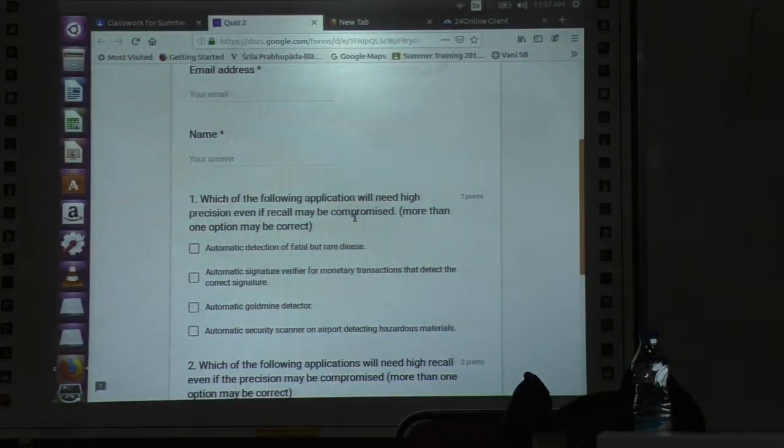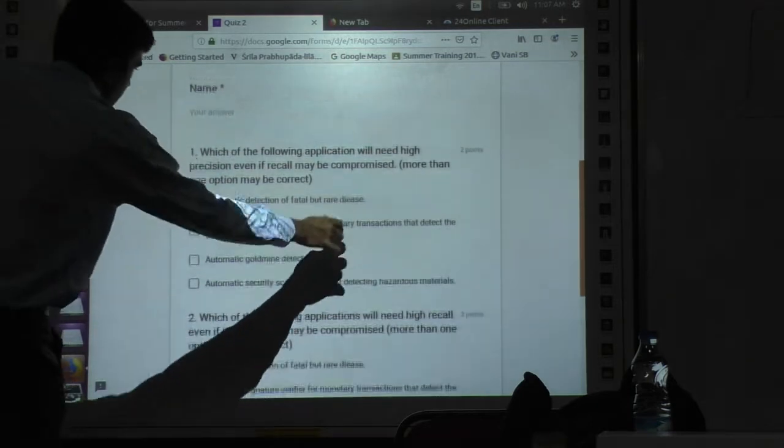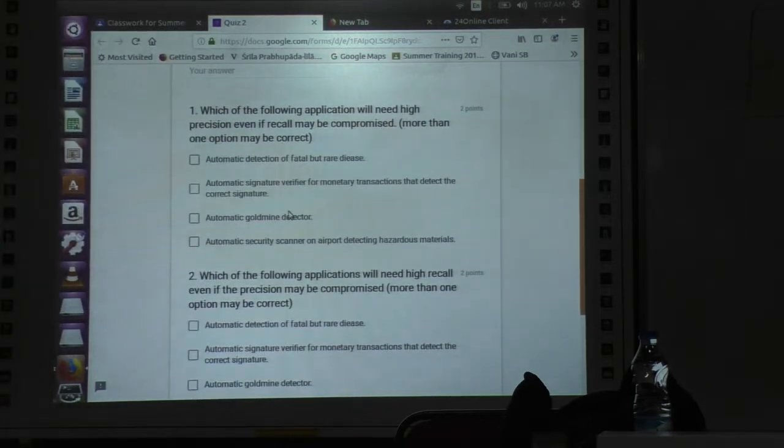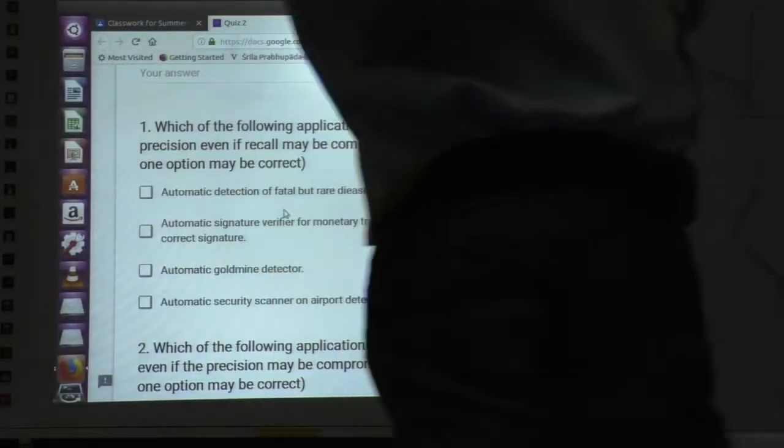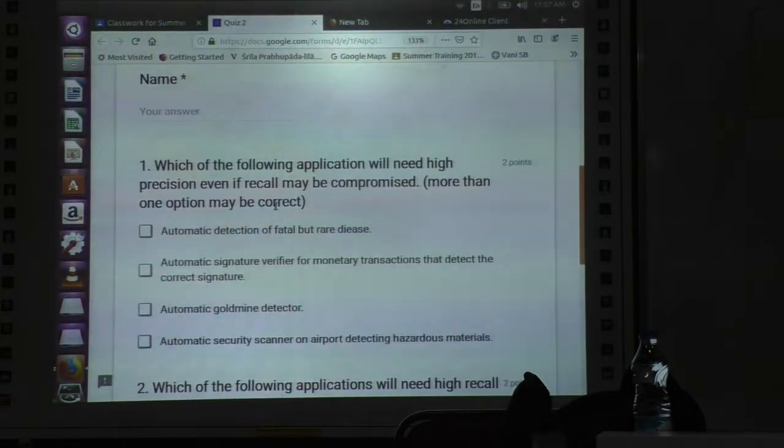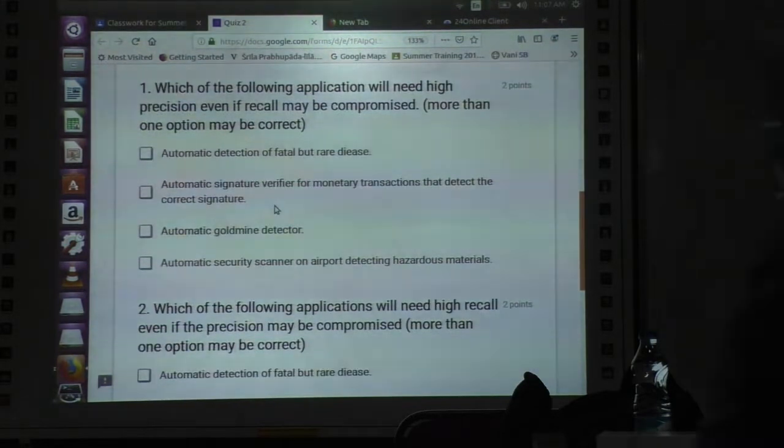Similarly for automatic detection of a fatal rare disease. Fatal rare disease means if you are suffering from some rare disease like pneumonia or cancer, your model should not miss that disease. It can happen that you are not suffering from the disease and the model predicts you are, and that is fine. But if you are suffering from the disease and your model is predicting you are not, you are getting a point. I should explain more regarding that.